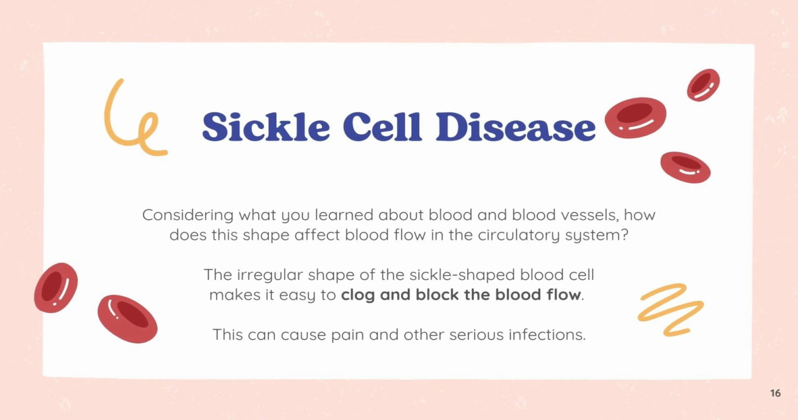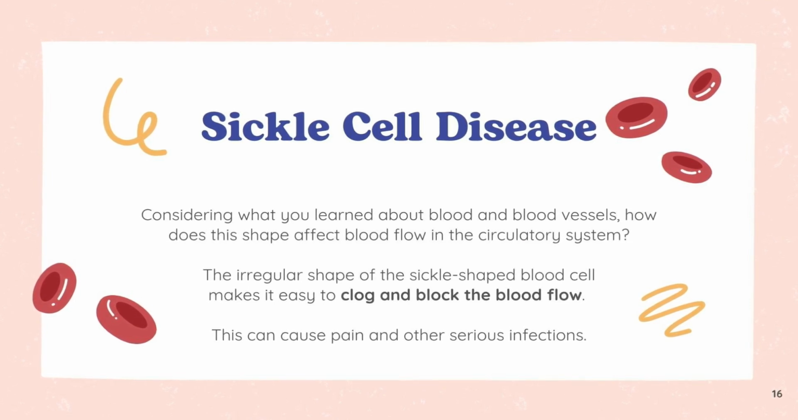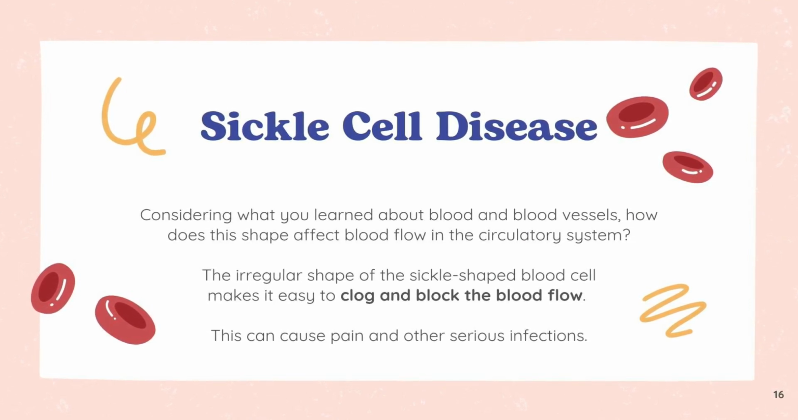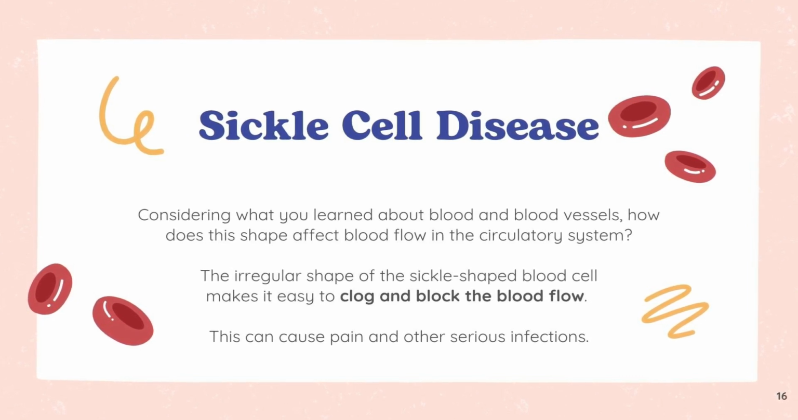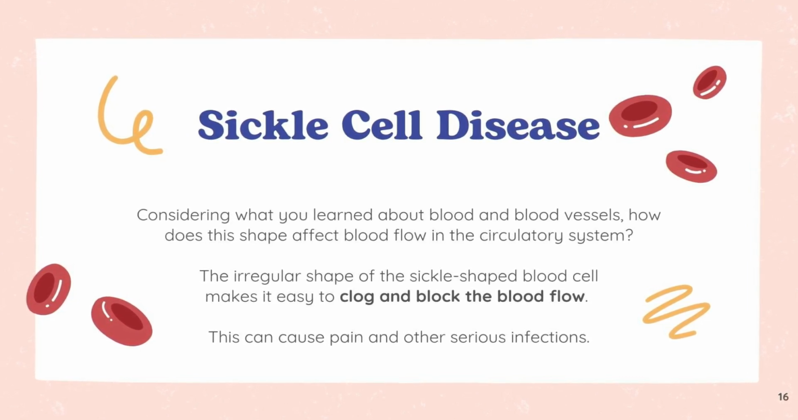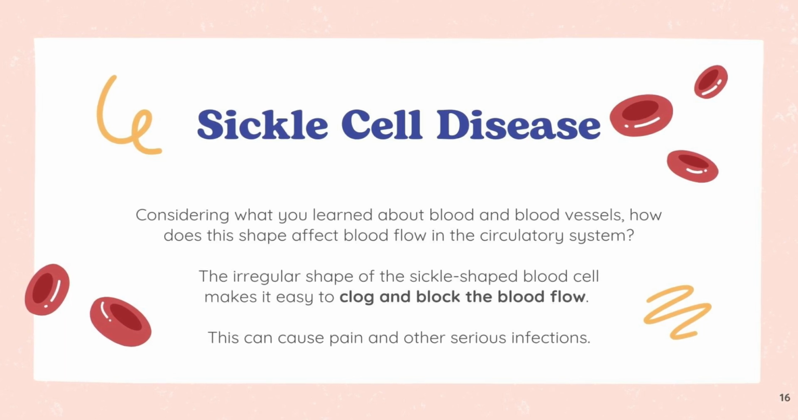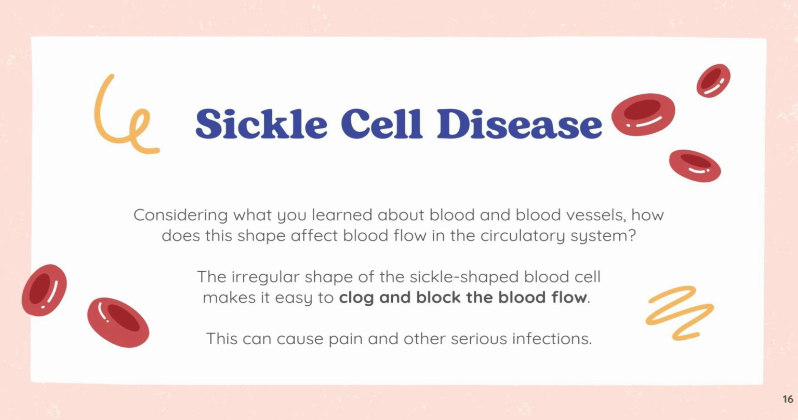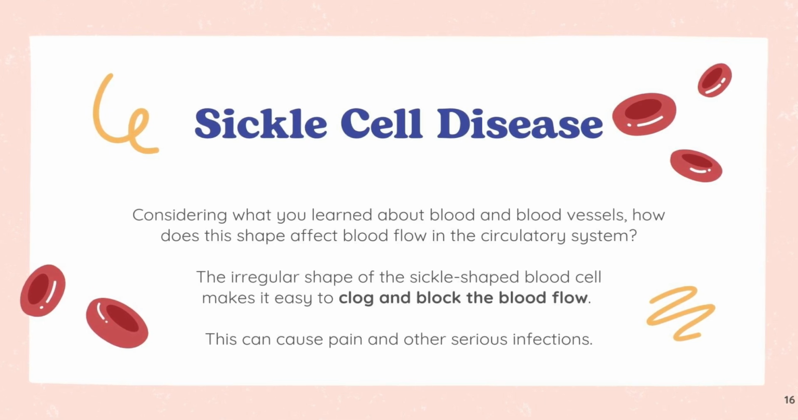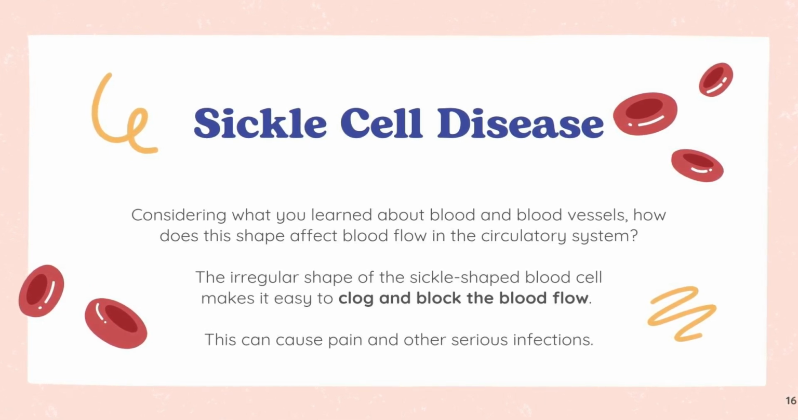Sickle cell disease. Considering what you learned about blood and blood vessels, how does this shape affect blood flow in the circulatory system? The irregular shape of the sickle-shaped blood cell makes it easy to clog and block the blood flow. This can cause pain and other serious infections.